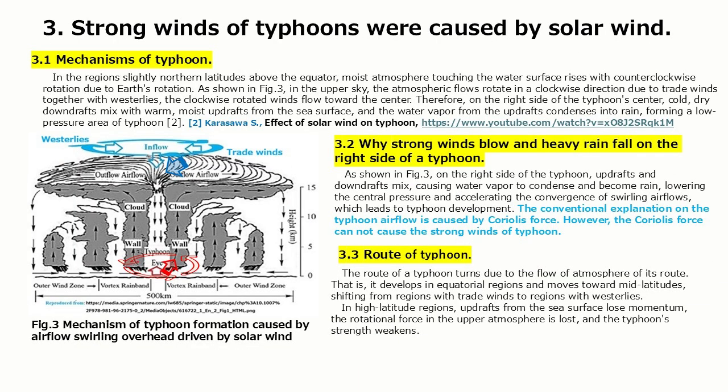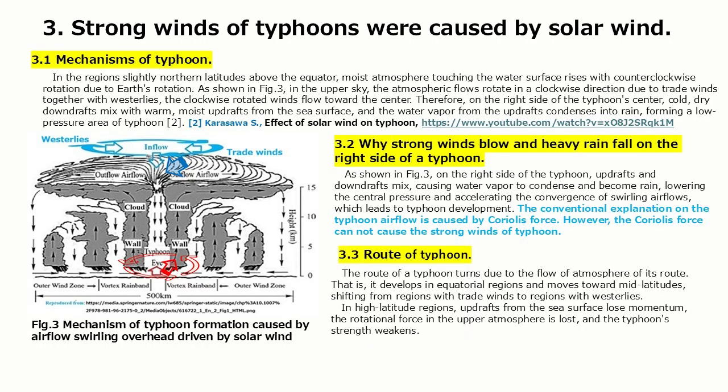Strong winds of typhoons were caused by solar wind. Mechanism of typhoon. In regions slightly north of the equator, moist atmosphere touching the water surface rises with counterclockwise rotation due to Earth's rotation. As shown in Fig. 3, in the upper sky, the atmospheric flows rotate in a clockwise direction due to trade winds together with westerlies. The clockwise rotated winds flow toward the center. Therefore, on the right side of the typhoon's center, cold, dry downdrafts mix with warm, moist updrafts from the sea surface, and the water vapor from the updrafts condenses into rain, forming the low-pressure area of the typhoon.